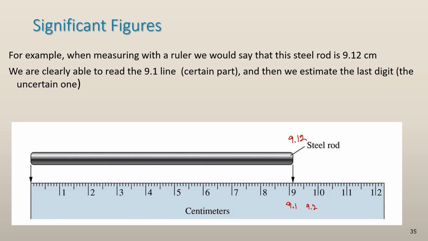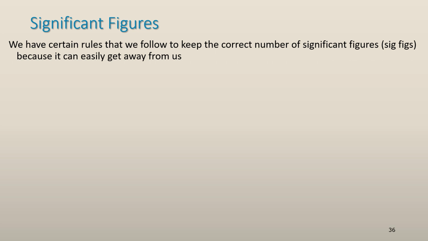Even if this was exactly on the line, I still want to get that last uncertain digit. And even if it was a 0, if it was 9.10, you would be estimating that last one. So all three of these digits, 9.12, are considered significant in this measurement. We'll talk more about this when we're doing labs. We'll be talking about how to read length, how to read volume, etc.